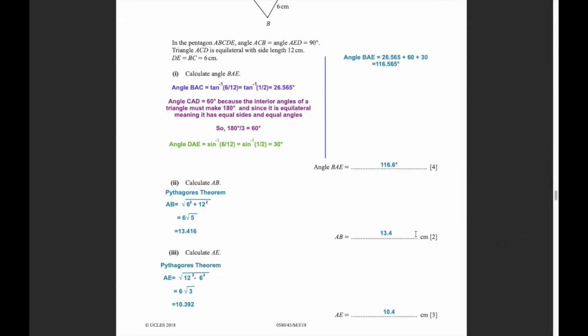So what you'd like to do when they don't tell you to how many decimal places you should leave it, or to how many significant figures, I suggest leaving it to 3 significant figures. And if there are decimals, then leave it to at least 1 decimal place, just because we don't want to lose those marks.